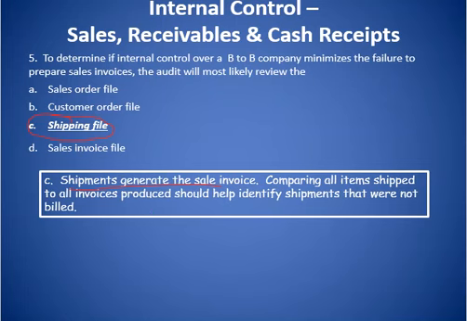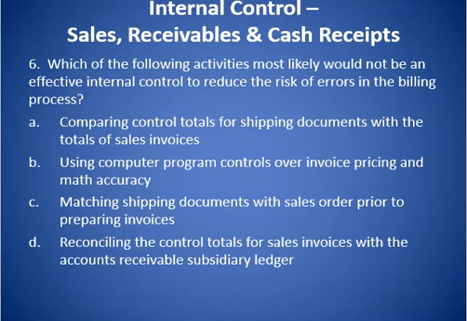Okay, let's take a look at number 6. With number 6, which of the following activities most likely would not be an effective internal control to reduce a risk of errors in the billing process? So again, take a look at your 4 possible answers, and when you've arrived at your correct answer, go ahead and restart the video, which I've assumed you've already stopped, and look at the solution for question number 6.